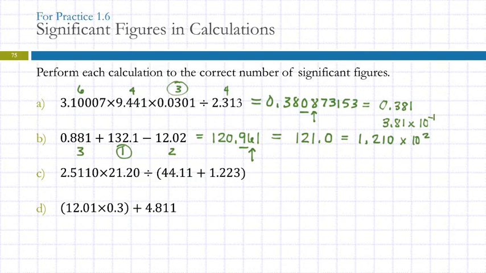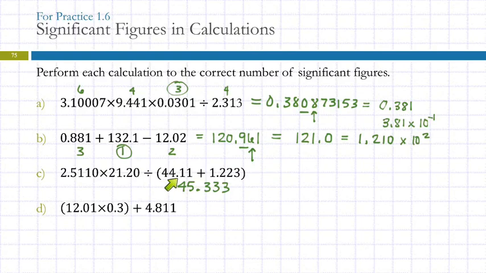Are you familiar with PEMDAS? Or please excuse my dear Aunt Sally, right? Parentheses are first. So this is in parentheses, so we should do that operation. 4.11 plus 1.223. I'm going to press equals, and I'm actually going to write down that result. 45.333. I'm going to write it down because I want to identify how many significant figures that sum has.